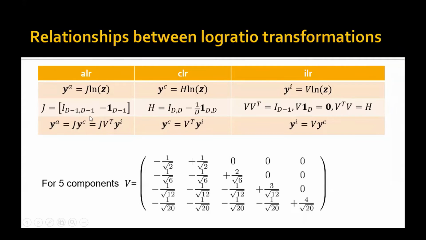The matrix J is what you're using to write the ILR. The ALR is just a D minus one by D minus one identity matrix followed by a vector of negative ones. The matrix H is also quite nice. That's also an identity matrix, but in D-dimensional space, transformed by subtracting a matrix of ones, one on D times ones. And we've also got similar things for the ILR.